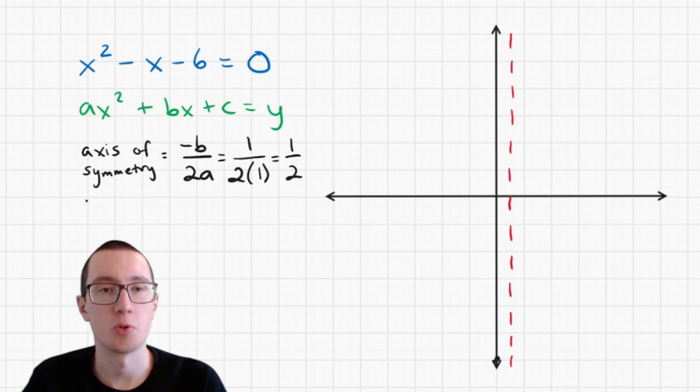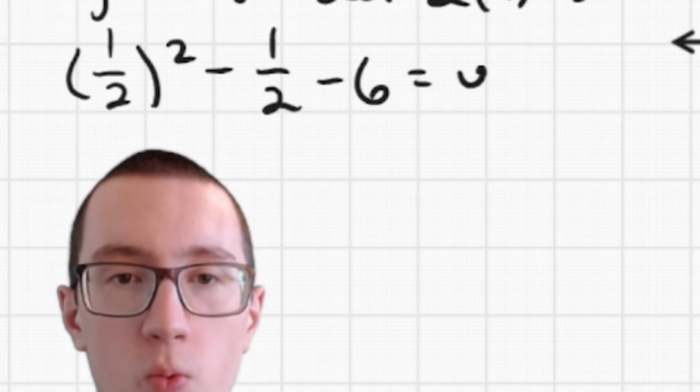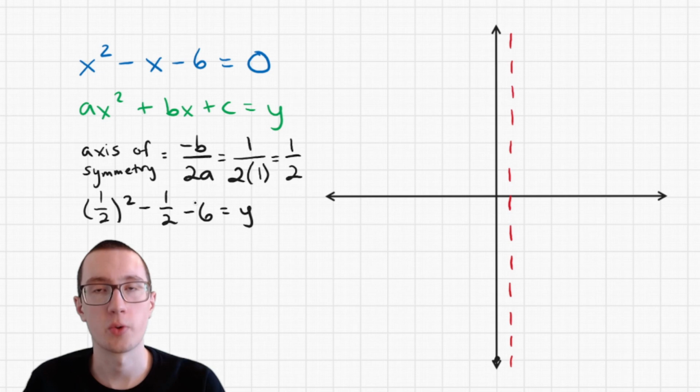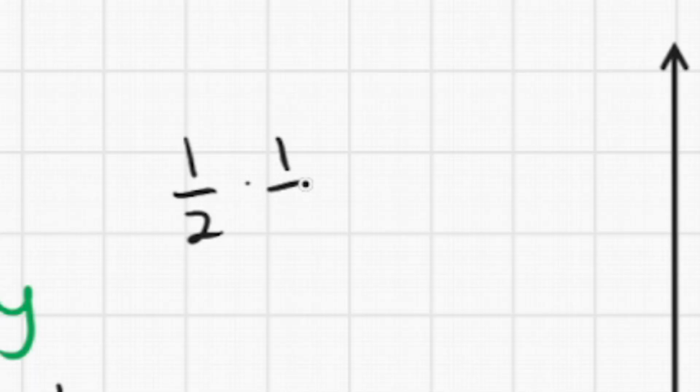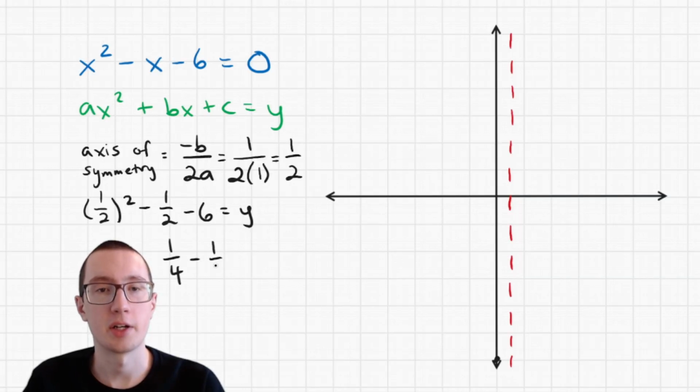So x squared is now going to be 1/2 squared. And then we have minus 1/2 minus 6 is equal to y. And we're going to figure out what y is. So 1/2 squared, well, that's 1/2 times 1/2. And whenever you are multiplying two fractions, you multiply the tops and the bottoms. So 1/2 times 1/2, that's 1 times 1 is 1, and 2 times 2 is 4. So 1/4. And now minus 1/2 minus 6.